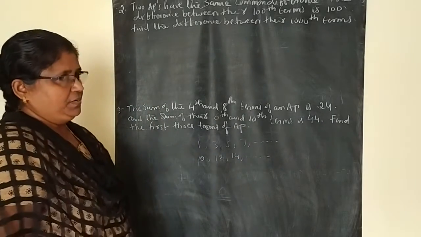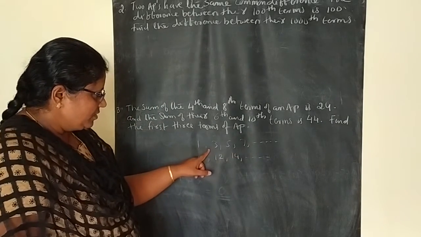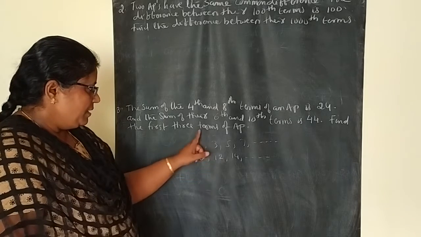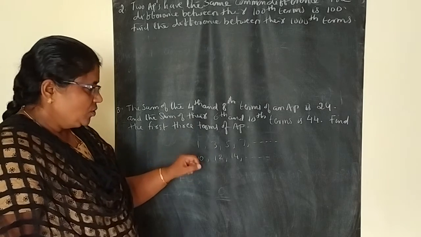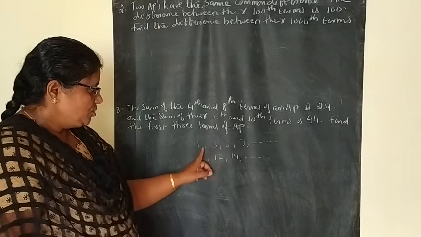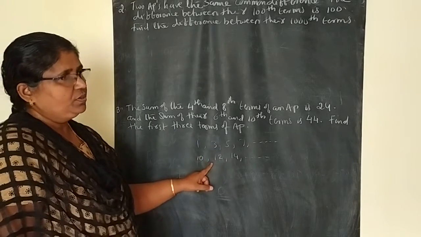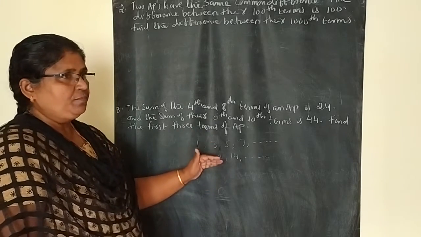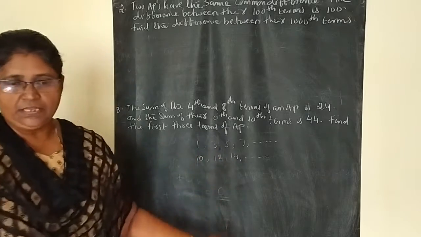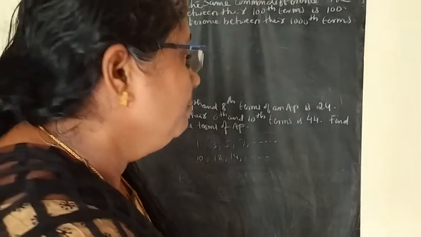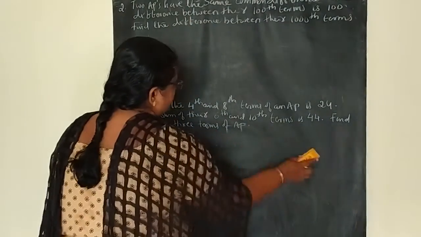Two different APs. But what is the common difference of the first AP? 3 minus 1, 2. What is the common difference of the second AP? 12 minus 10, 2. Okay. So this type of question: two different APs have the same common difference.